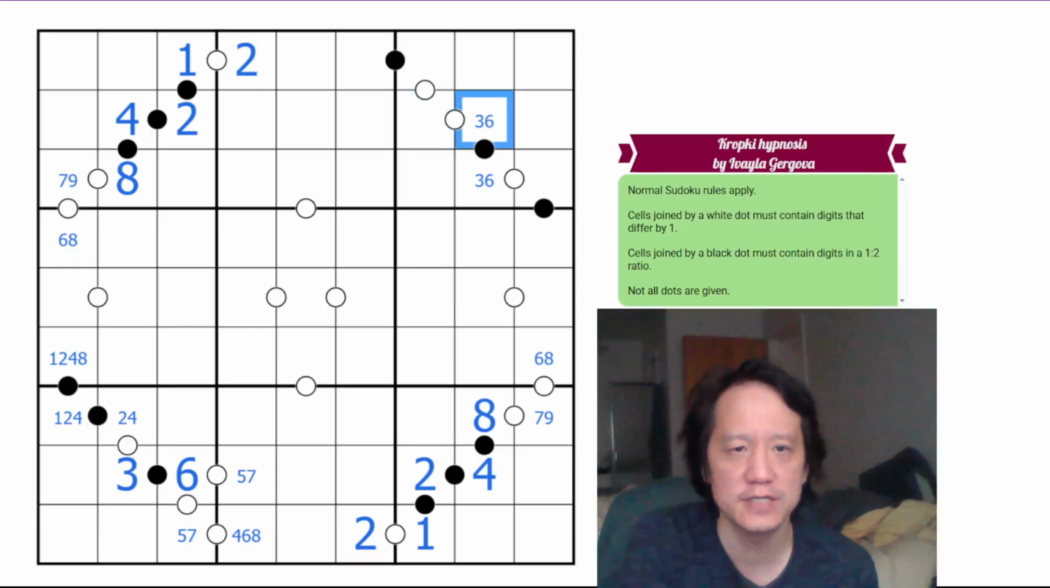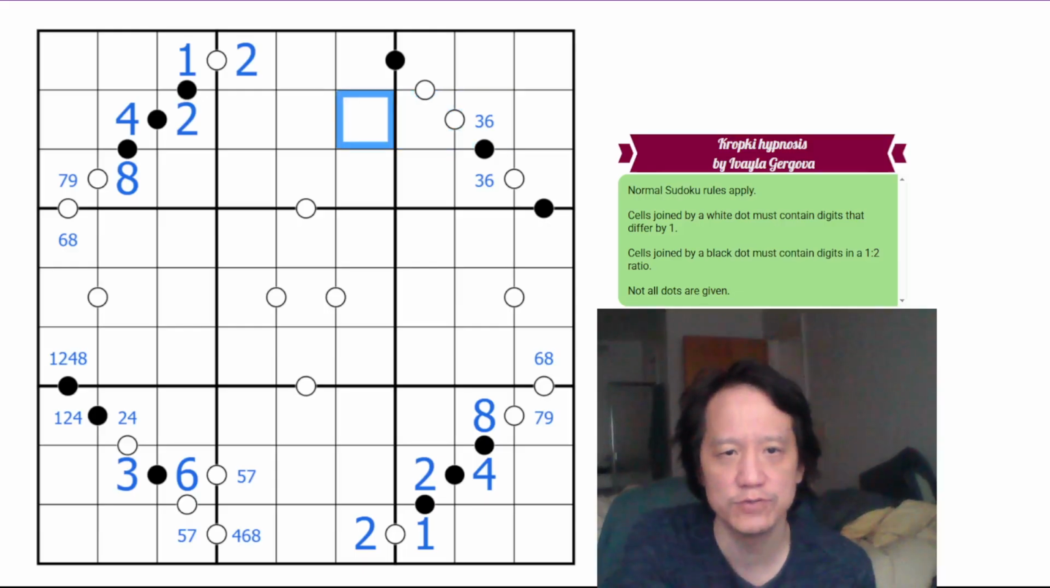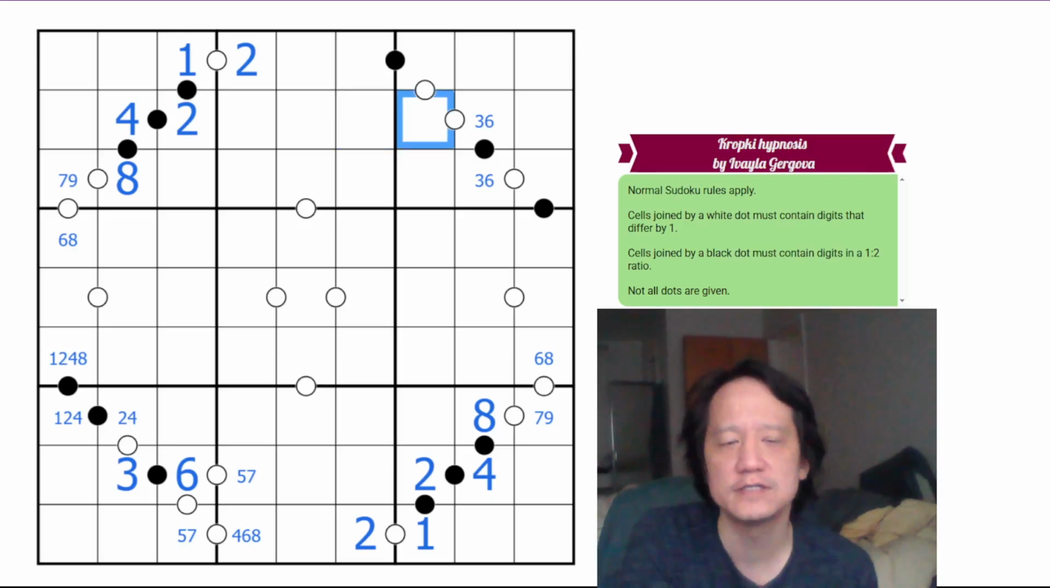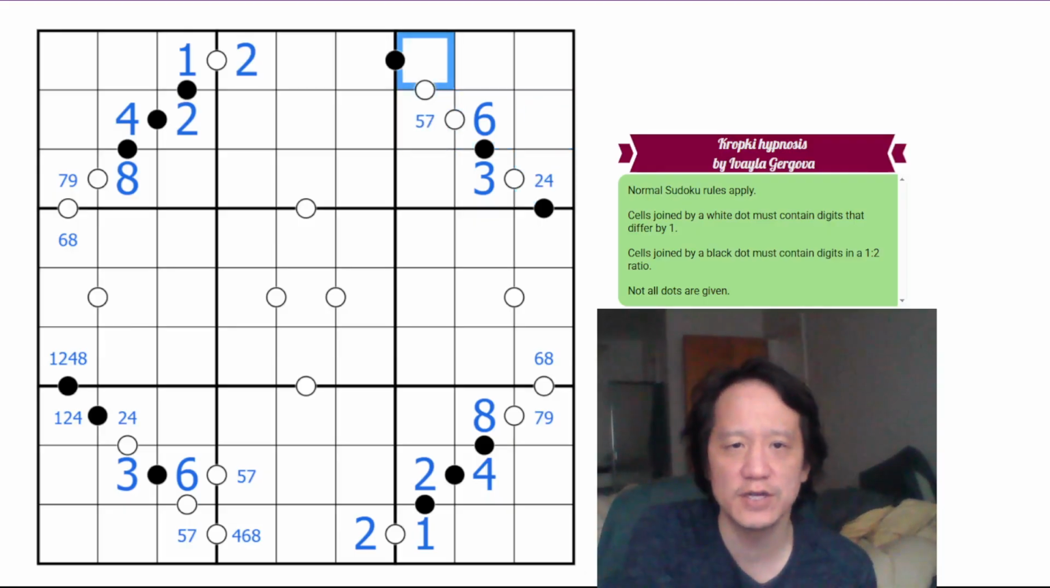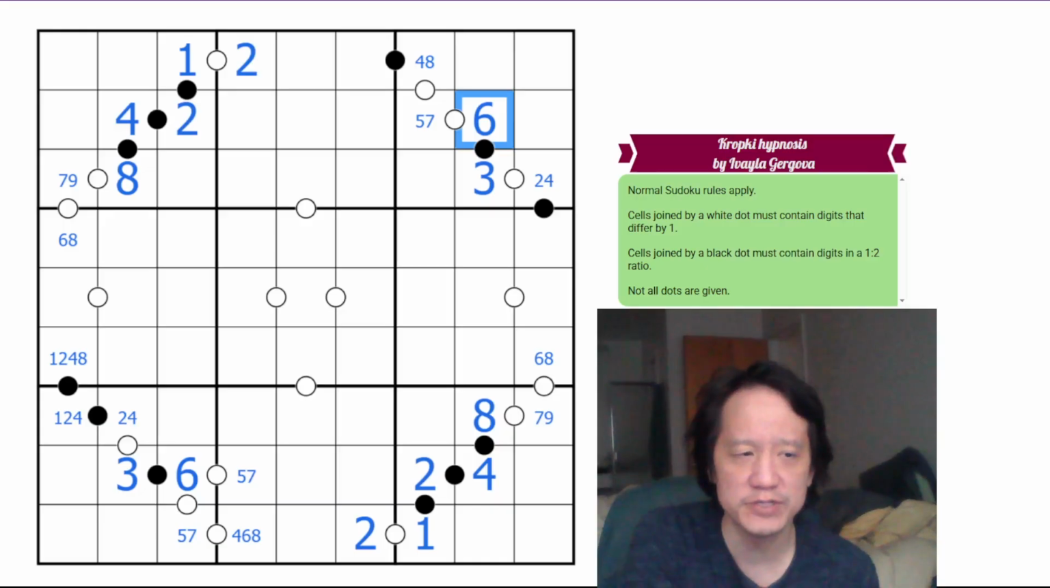And 3 and 6 again. 3 is consecutive only with 2 and 4, but this cell can't be 2 or 4 because of the 2, 4 in the row. So this must be a 6. This must be 3. 3 is consecutive with 2 or 4 again. 6 is consecutive with 5 or 7, which is consecutive with 4 or 8. Right, because we already have a 6 in the box.